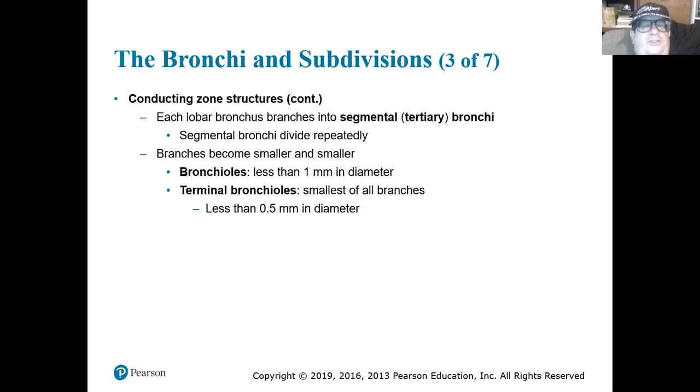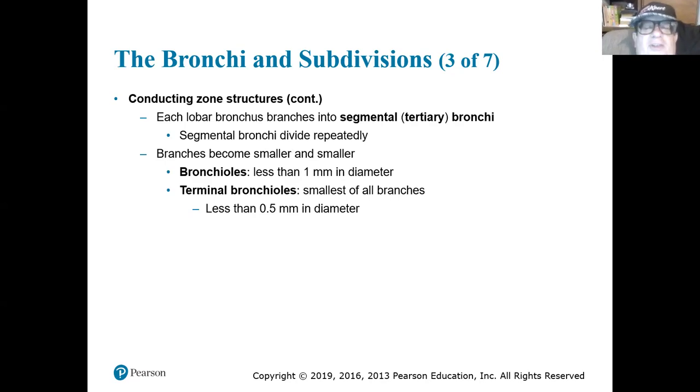Okay. Each lobar bronchus branches into segmental or tertiary. Well, segmental would be the tertiary, the third division bronchi, and those divide more and more and more. Any of the divisions that go down. Remember, we could have 23 divisions.